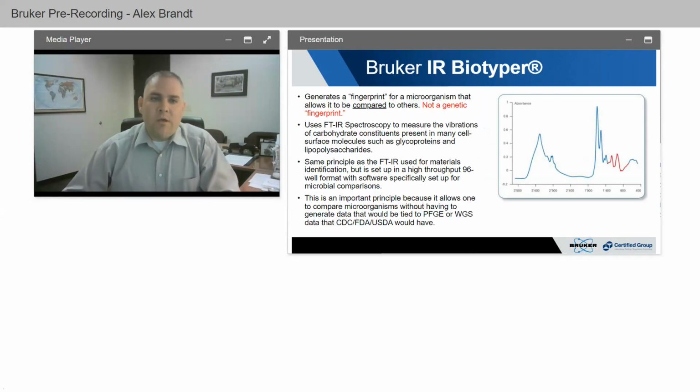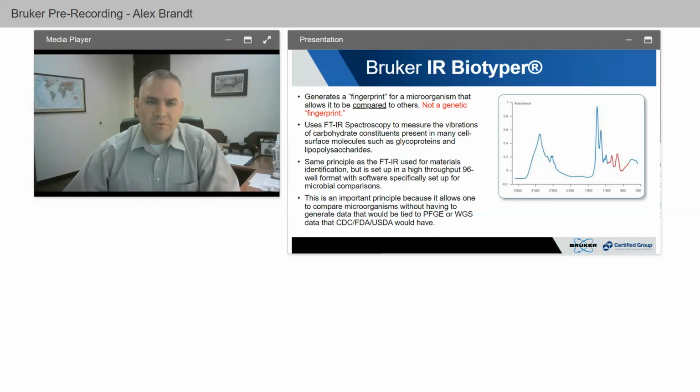So how does it work? Well, it generates a fingerprint from a microorganism that allows it to be compared to others. It's not a genetic fingerprint. It uses FT-IR spectroscopy to actually measure vibrations of carbohydrate constituents that are present and many cell surface molecules such as glycoproteins and lipopolysaccharides. So again, it is not DNA based, it's not a genetic fingerprint, it is actually looking at cell surface structures and molecules and the profile of those that are present in different strains.